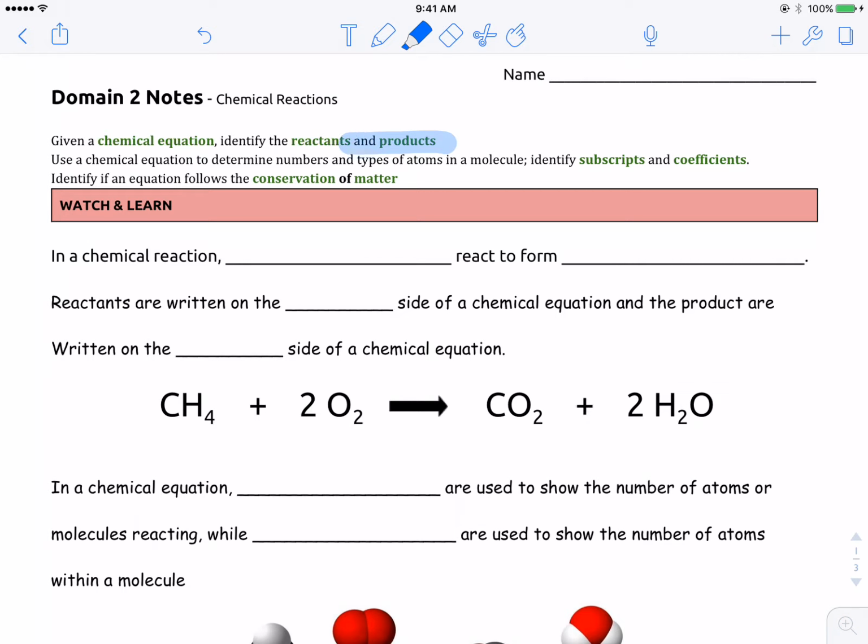In this video, I'm going to show you how you can identify the reactants and products in a chemical equation, how to use a chemical equation to determine the number and types of atoms in a molecule, and identify subscripts and coefficients, and also how to know if an equation follows the conservation of matter.